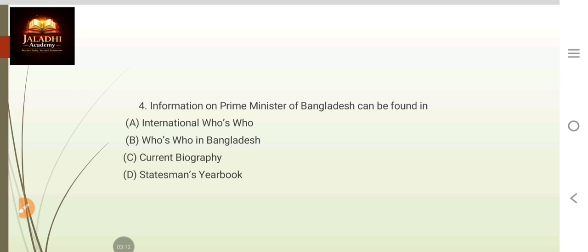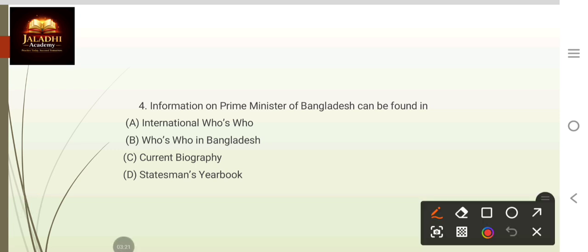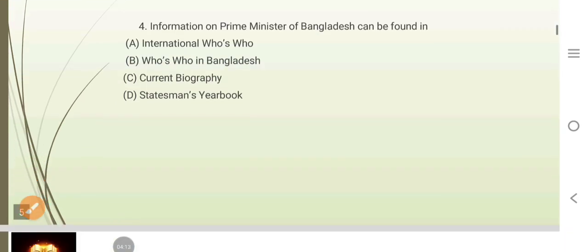Information on the Prime Minister of Bangladesh can be found in? We'll see the options one by one. First option, International Who's Who, is for individuals, not country data. Who's Who in Bangladesh is not the standard exam answer. Current Biography is for personal life details only. Then Statesman's Yearbook is the correct answer, which provides country-wise and political information. The question asks about the Prime Minister of Bangladesh, so the correct answer is Statesman's Yearbook. Then next question.